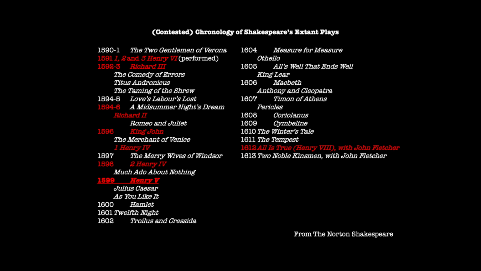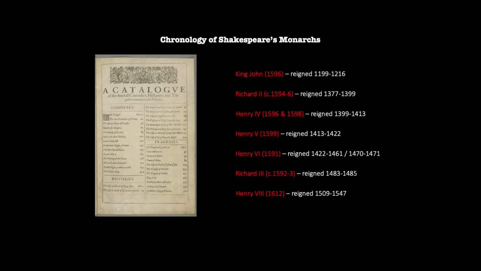Now, press pause. Is the correct chronology of Shakespeare's monarchs from his history plays as grouped in the first folio? How many did you get right? Did you get them all right? Let me know in the comments section down below.